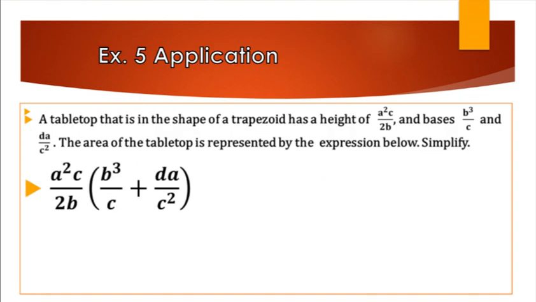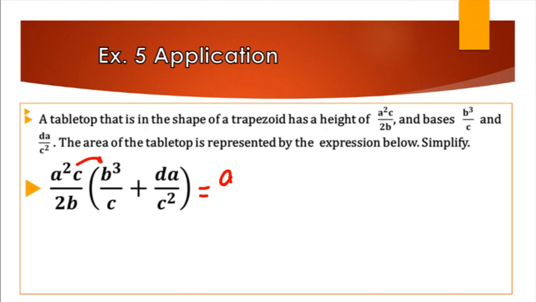Next one, application. A tabletop that is in the shape of a trapezoid has a height of a squared c over 2b, and the bases are b cubed over c and d a over c squared. The area of the tabletop represents the expression below. Simplify it. So more simplifying these rational expressions.